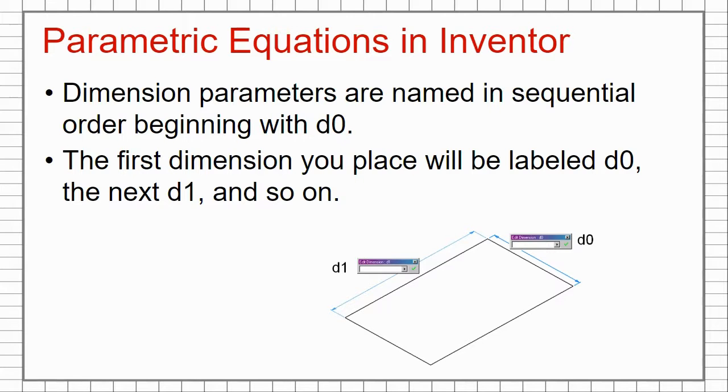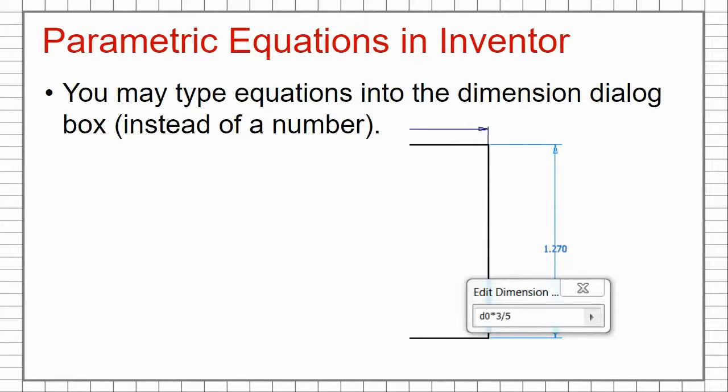So I'd have to be careful not to use D1 in any of my parametric equations moving forward, because the computer's not going to understand it. There is no D1, it's D2 now. You have to keep your designations neatly organized in order for this to work. So when you're doing this in Inventor, you can type in equations into the dimension dialog box instead of a number. We're used to typing in a specific number for the dimension of a part, but we can type in parametric equations, and we can use the D designations for existing dimensions, like D0 times 3/5.